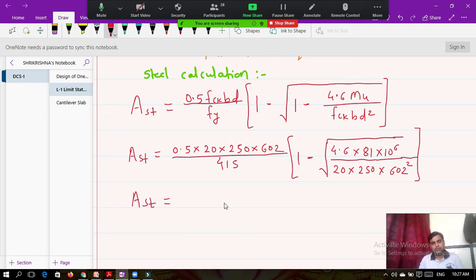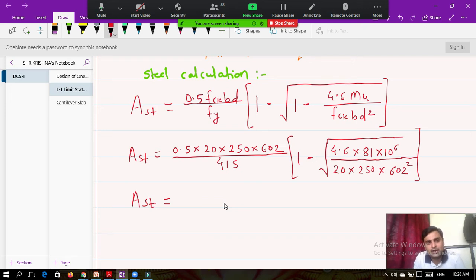Do the fast calculation. The answers are not with me. You should check the answer. Somebody is telling me the answer. Others, please check the answer. That value is correct or wrong.